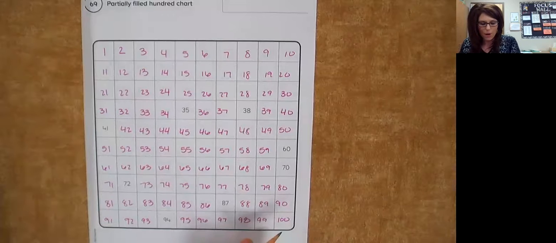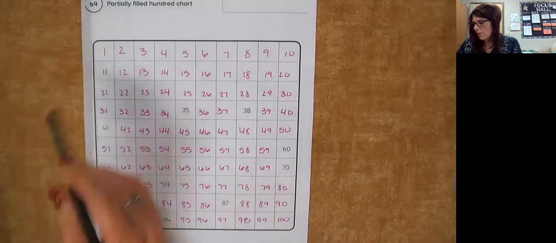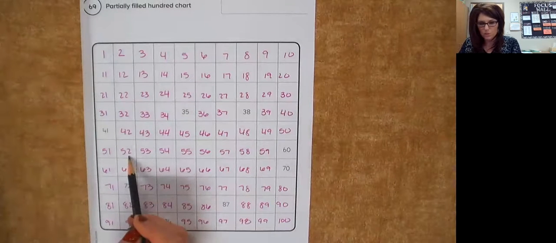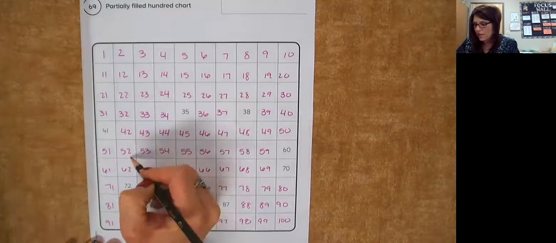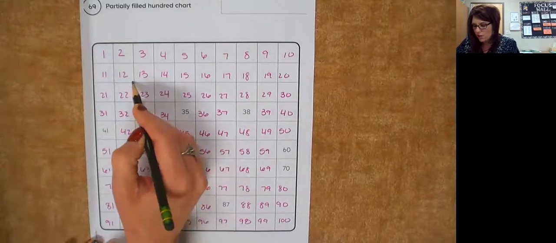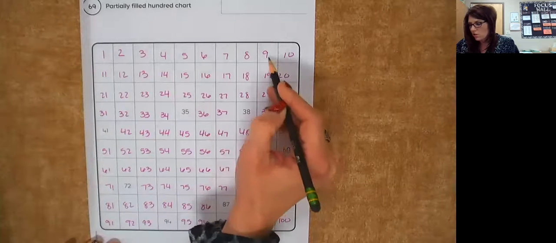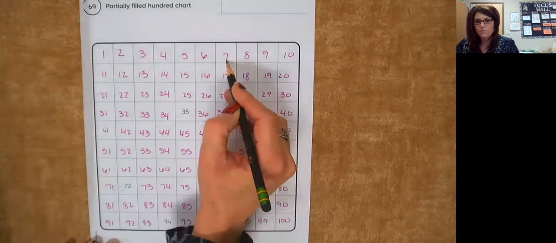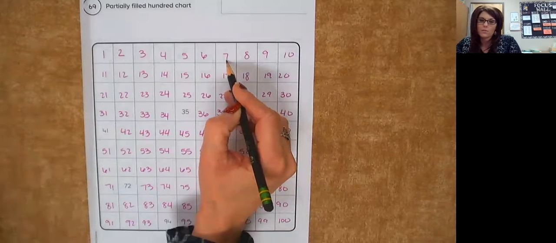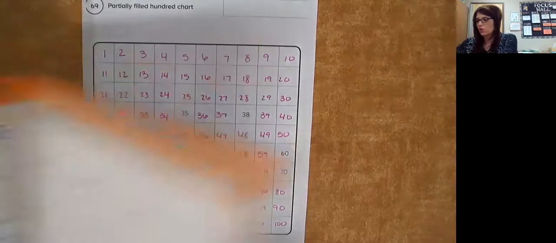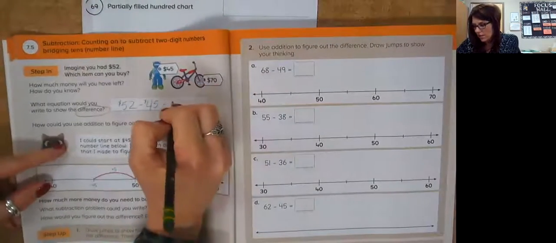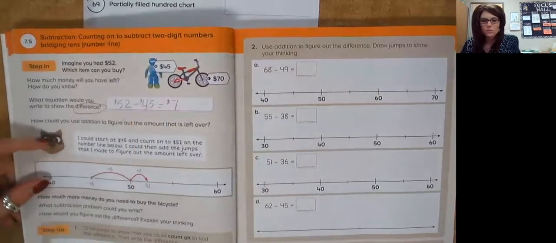So the problem was 52 minus 45. I'm going to put my pencil on 52, and I'm going to subtract 45. The way we've been doing it in class is we count back our tens first. So we subtract the 40 and then the 5. We'll go back 10, 20, 30, 40, 41, 42, 43, 44, 45. And wherever you land would be your answer. So it would be $7 you would have left. So right here you could write $7.